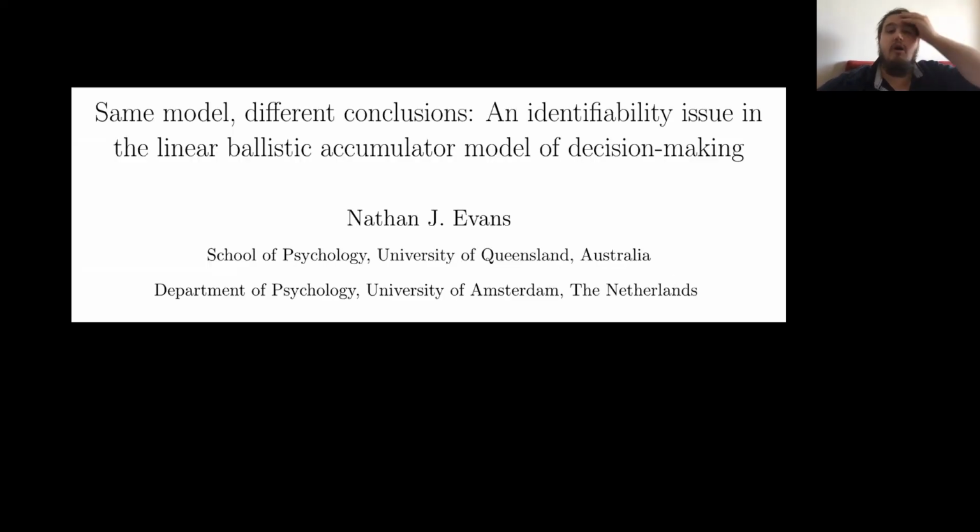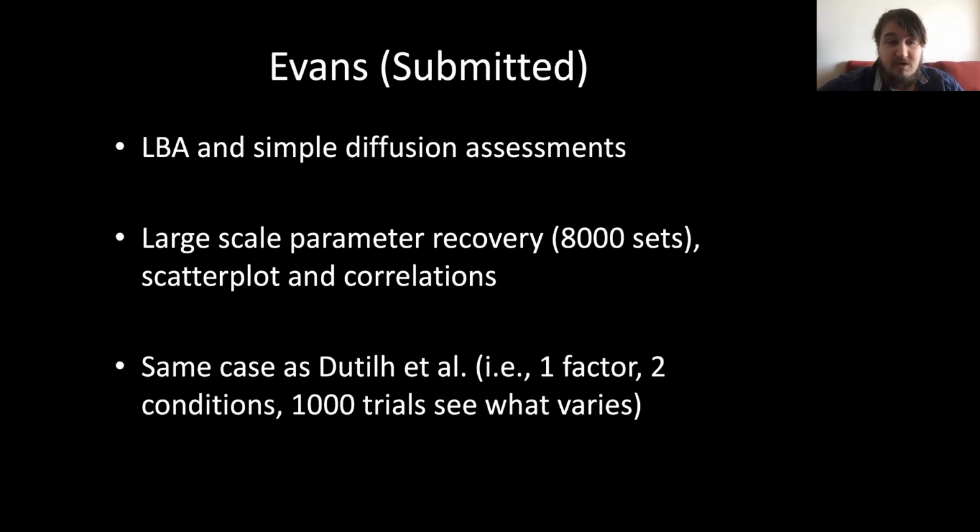So this leads to the bulk of the talk, which is the identifiability of response time models, trying to make sure they are reasonably constrained to have good measurement properties. This preprint, "Same model, different conclusions," is about the identifiability issues within the LBA. Here I used LBA and simple diffusion model assessments. You could obviously use the full diffusion model, but I've used the simple diffusion model because there's less ambiguity in its measurement properties. Everyone agrees the simple diffusion model has good measurement properties. This is not the case for the full diffusion model.